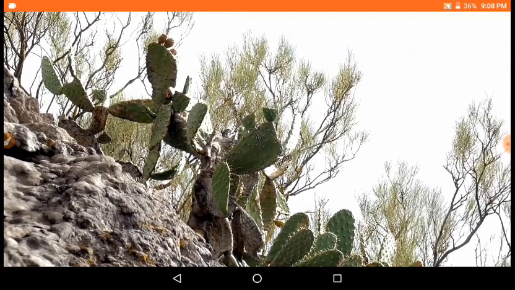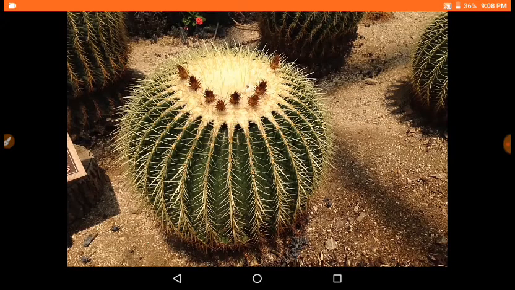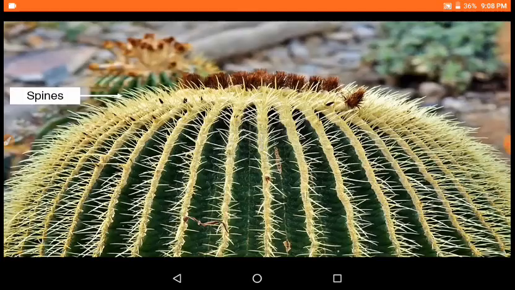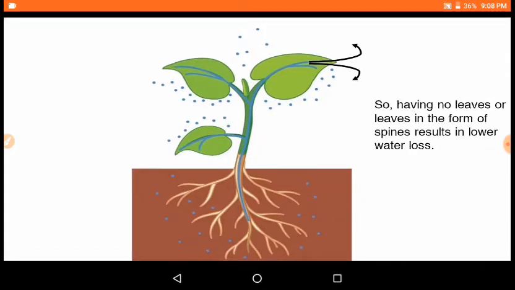We will look at a plant which is commonly found in deserts, the cactus. Cactus either has no leaves or very small leaves in the form of spines. We have seen that loss of water in plants occurs through the leaves. So having no leaves or leaves in the form of spines results in lower water loss.